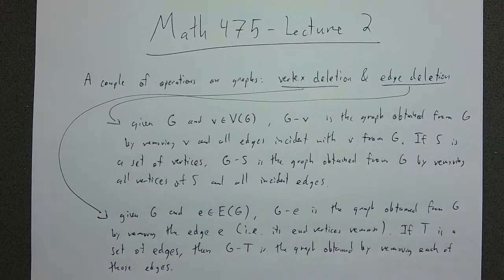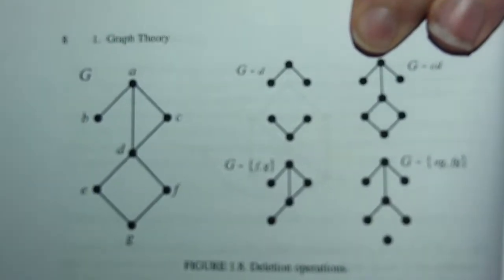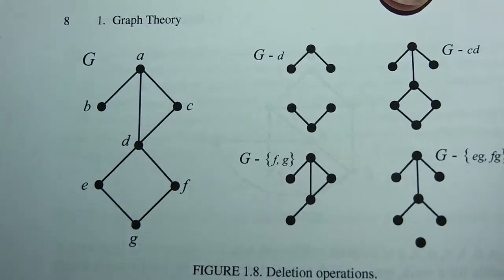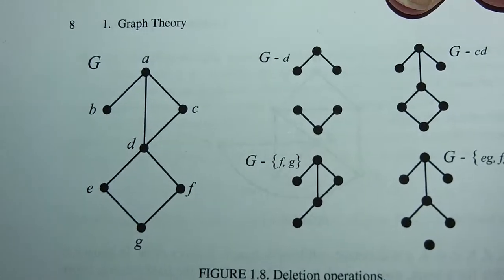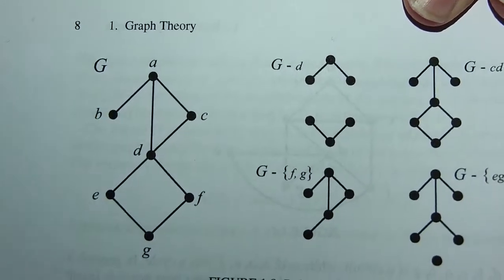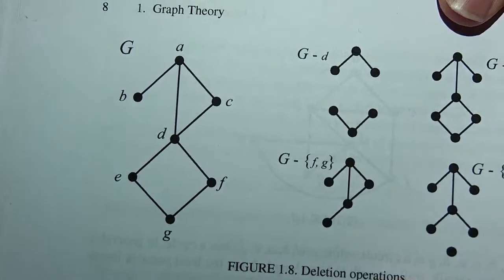Okay, so what are examples of this? So here's a nice picture that I will show you. So consider the graph G here. All right, so there's our graph G. We got our vertices nice and labeled.